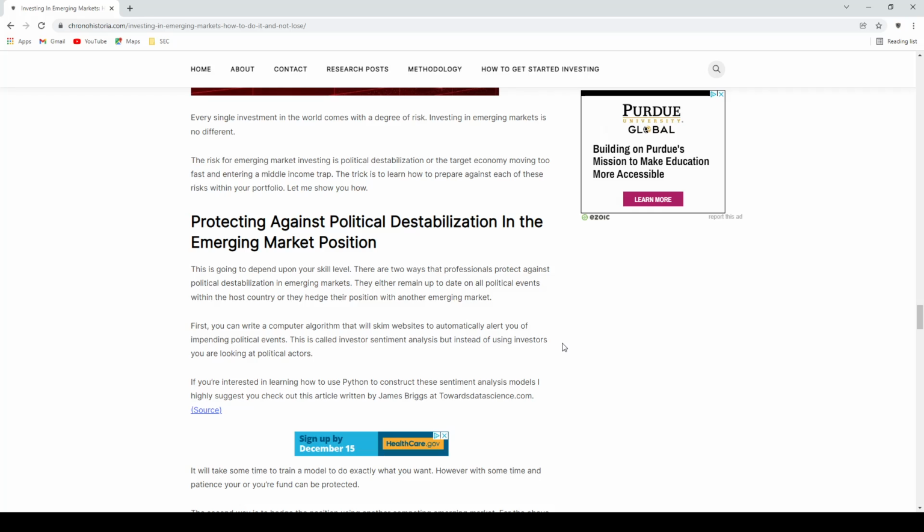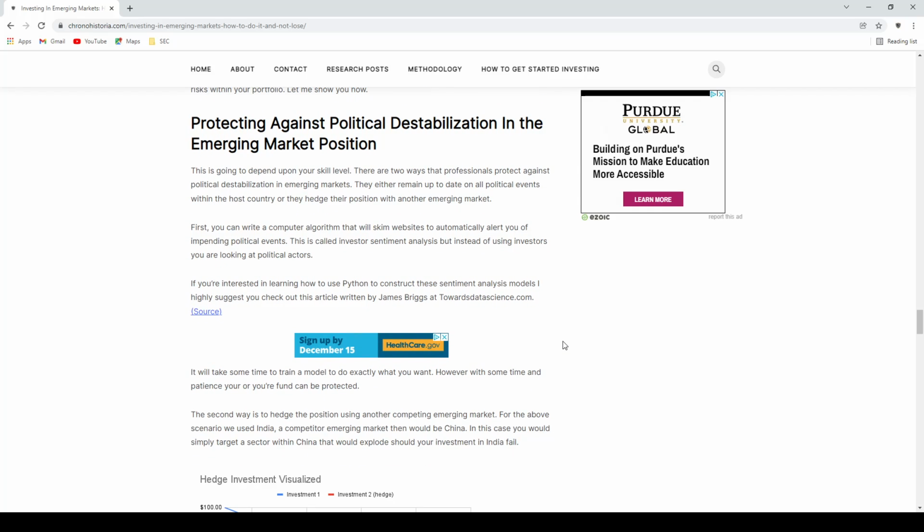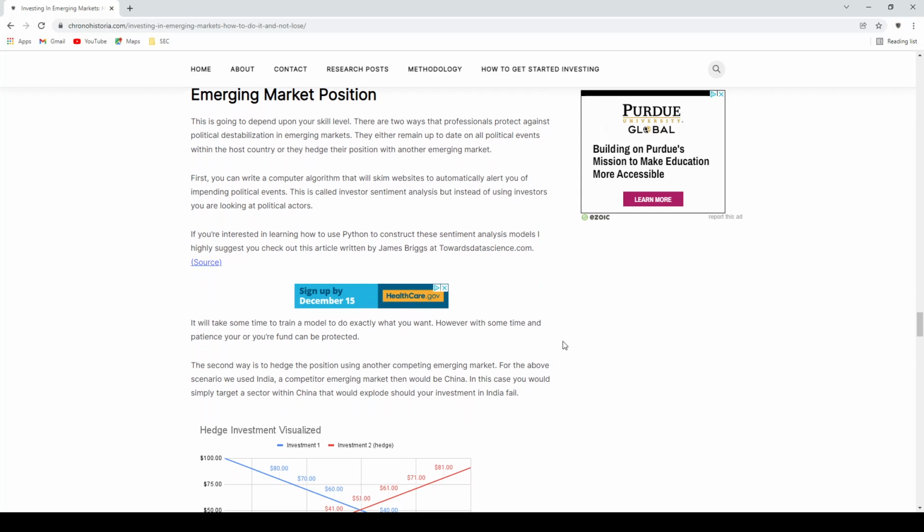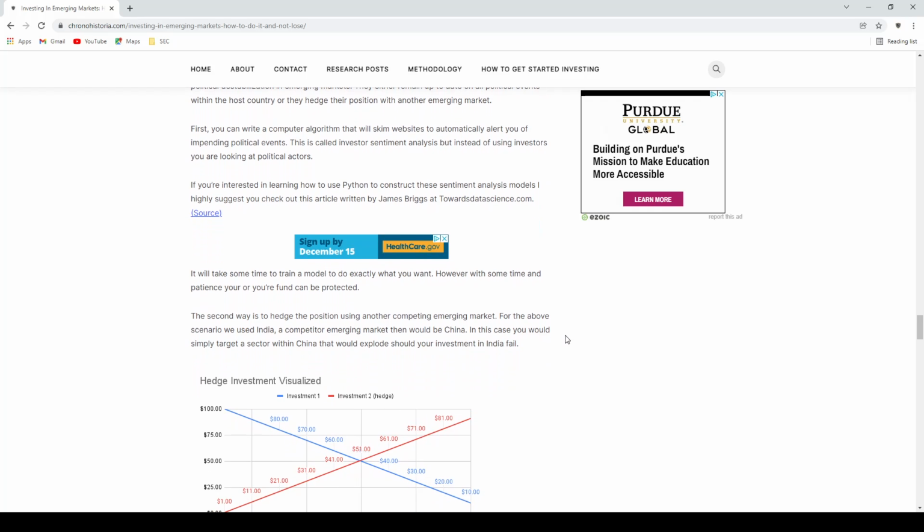There have been things called flash crashes because of that. But basically speaking, you can either run a Python investor sentiment analysis model, where your data is pretty much going to be congressional reports or speeches and stuff like that. The second way is to do a competing emerging market, right? And this is the one I do because it's kind of hands off.